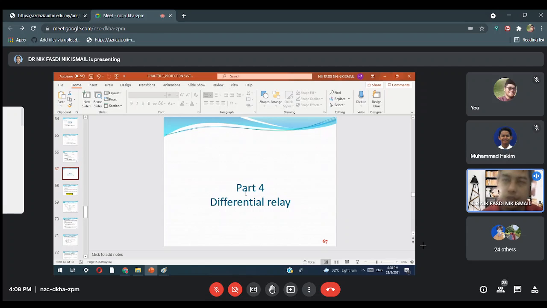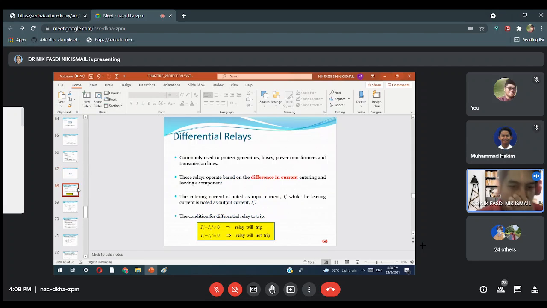Dia ada voltage, current differential relay. When kata current differential relay means that the difference between the currents relay to cooperate based on the current difference between current 1 and current 2 contohnya. So relay cooperate. Kalau voltage differential relay based on the voltage. Right, but we are more focused on the current. Okay, commonly used to protect generator, bus, power transformer and transmission line.